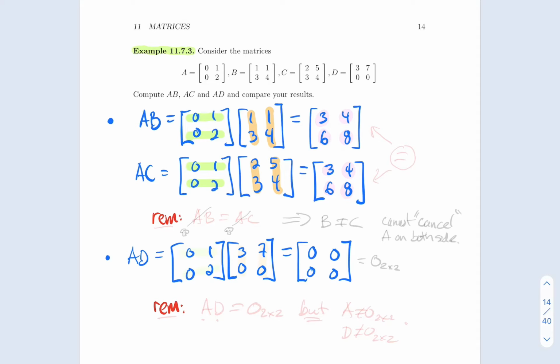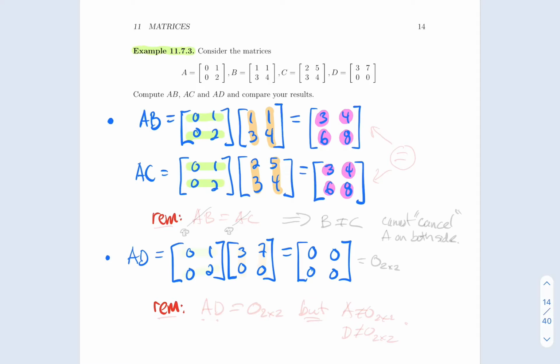When you're doing the dot product between 0, 1, and 1, 3, you're getting 3, and 0, 2, and 1, 3, you're getting 6. Maybe just to make you follow what I'm talking about here, let's use purple. The dot product between 0, 1, and 1, 3, you're getting 3. Between 0, 2, and 1, 3, you're getting 6. Between 1, 4, and 0, 1, you're getting 4, and between 0, 2, and 1, 4, you're getting 8. And then when you're computing AC, the dot product between 0, 1, and 2, 3, you get 3 again. 0, 2, and 2, 3, you're getting 6. For the second column, 5, 4 with 0, 1, you're getting 4, and 5, 4 with 0, 2, you're getting 8.